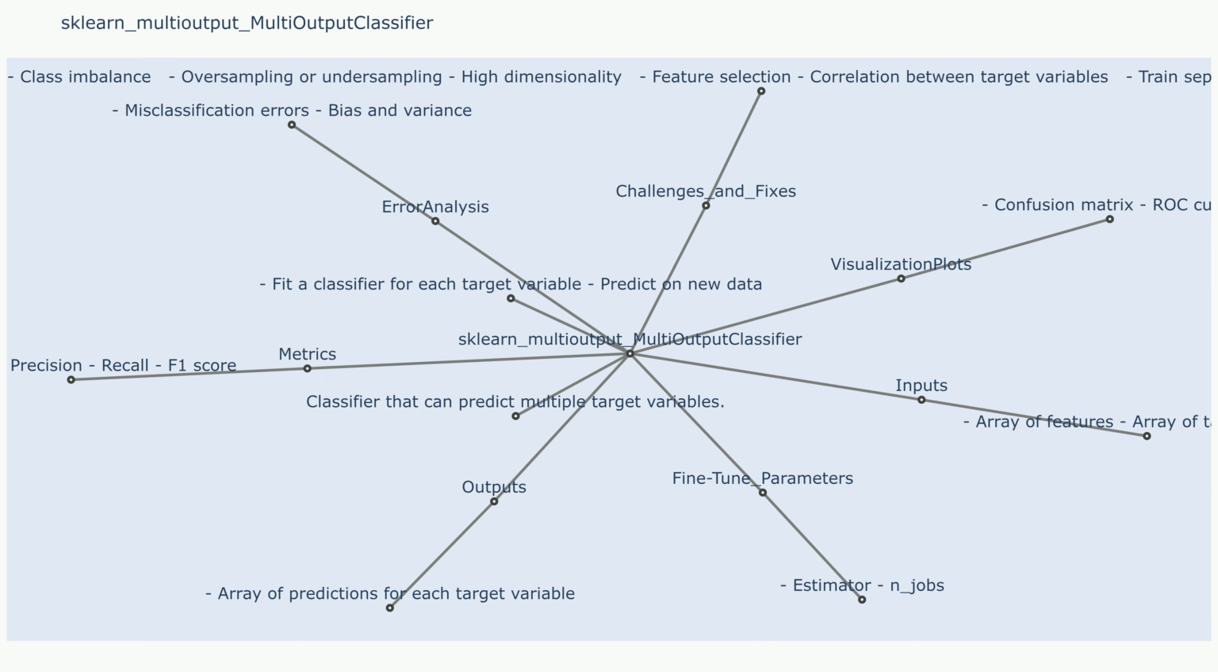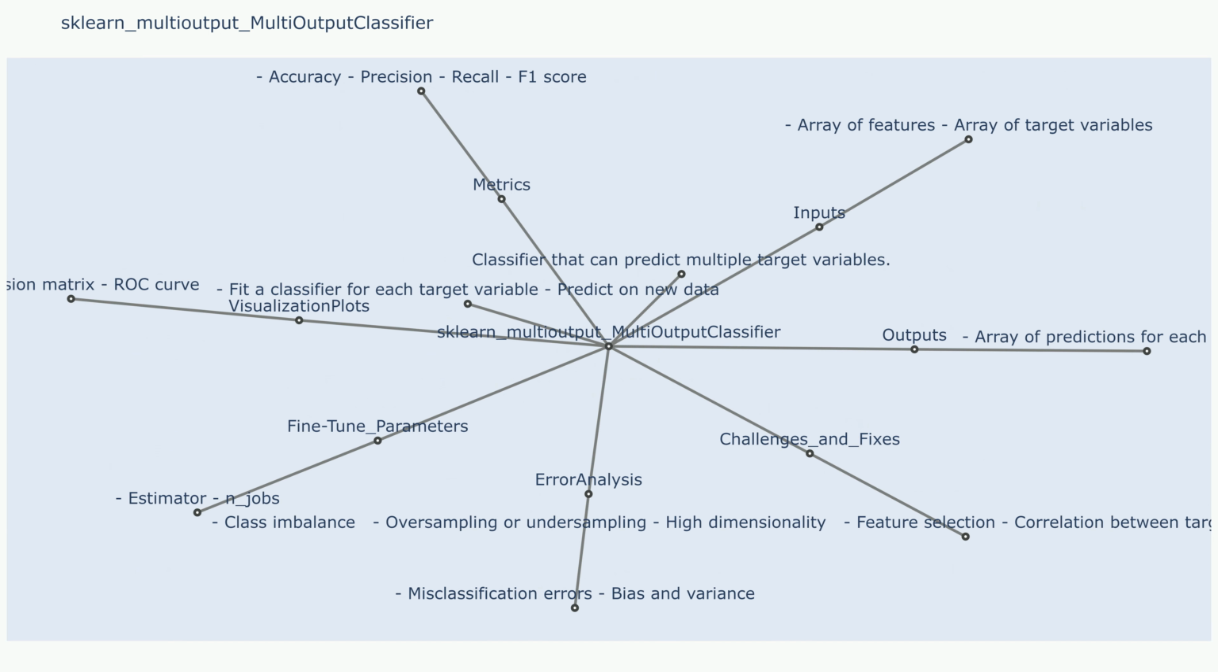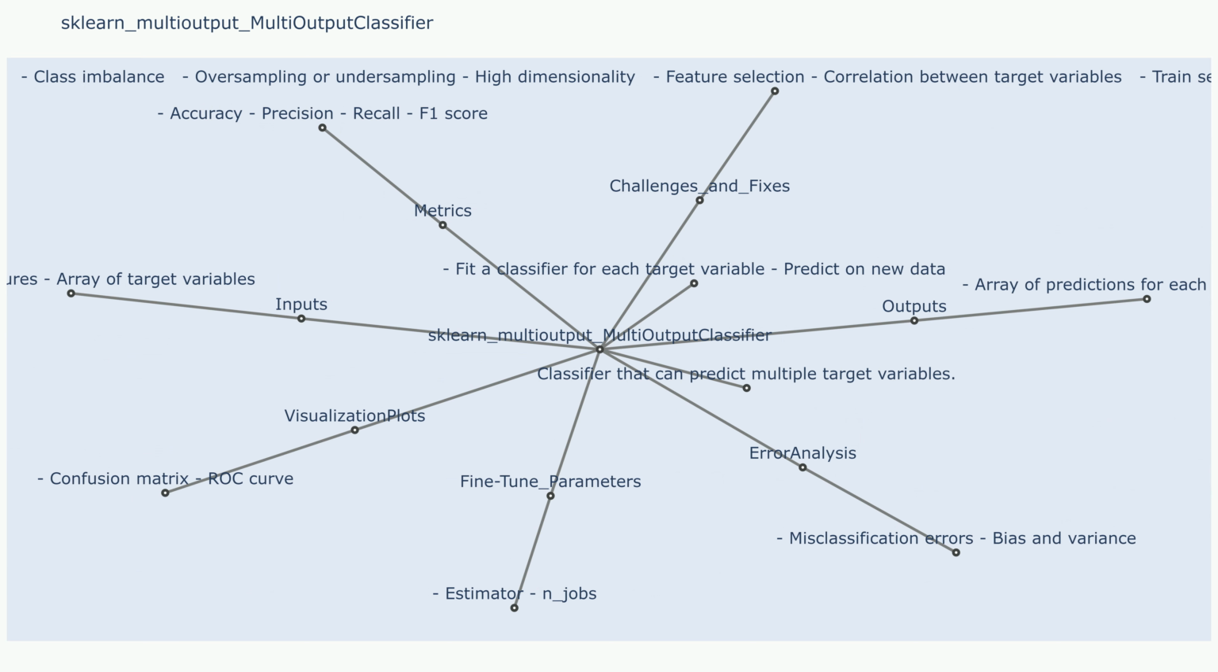Fixes to challenge 1. Use cost-sensitive learning: assign different costs to misclassifications to penalize errors on the minority class more heavily. Oversampling: increase the number of samples from the minority class to balance the dataset. Undersampling: decrease the number of samples from the majority class to balance the dataset.